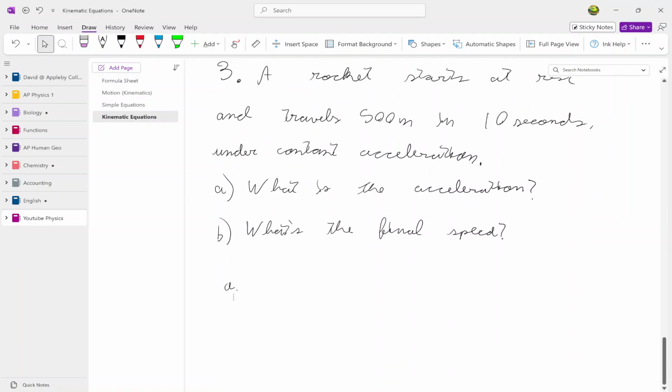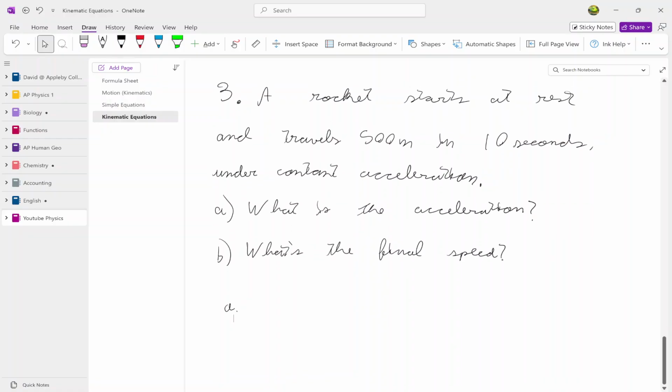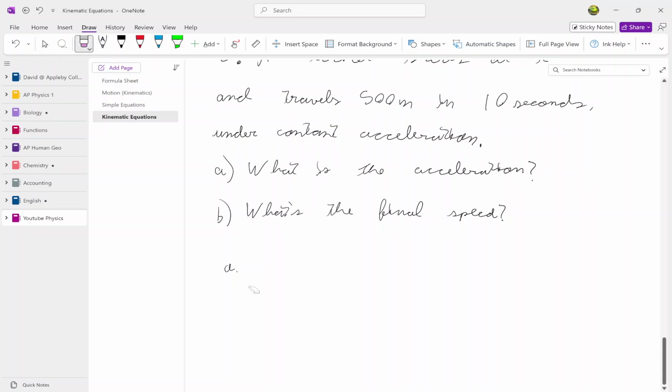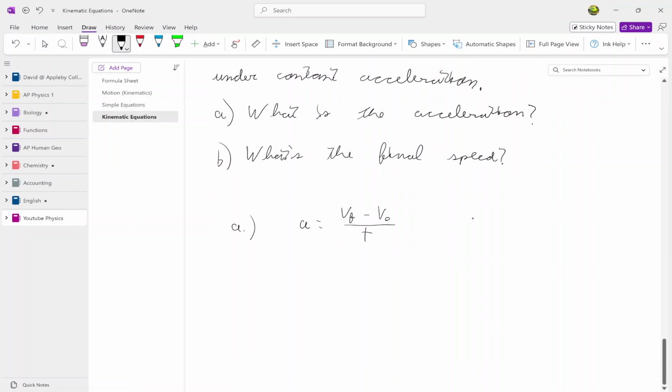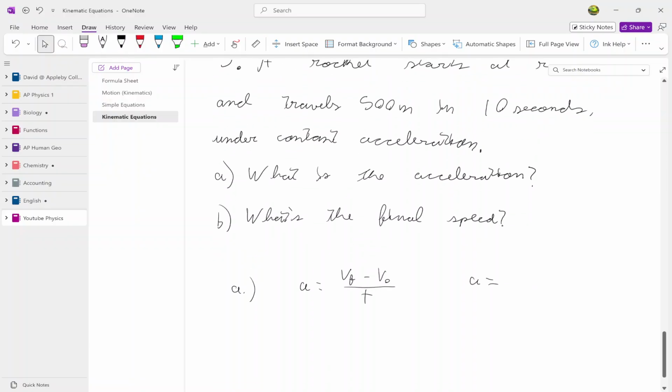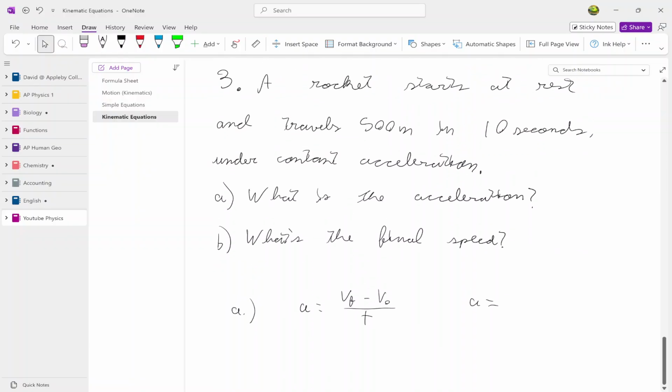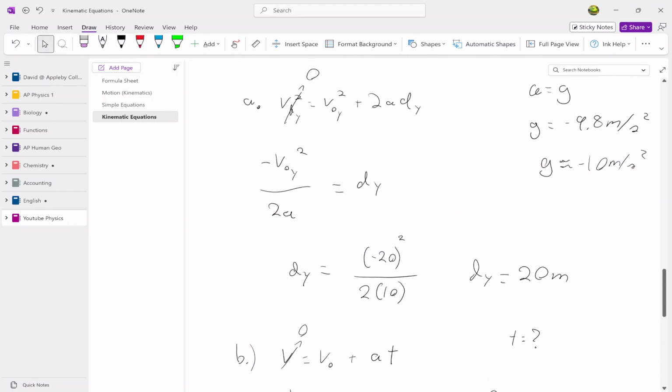No, it doesn't matter. We get the same thing, so we can just do it here. So A equals VF minus VO over time. This is quite a simple question, so A just equals a simple plug. Oh no, it isn't. Oopsies. We have to use kinematics. Yeah. Duh.